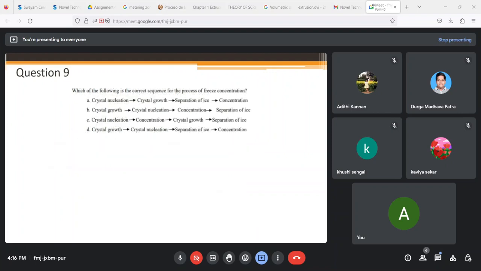Which of the following is the correct sequence for the process of freeze concentration? So you have four different steps here. There is crystal nucleation, there is crystal growth, there is separation of ice, and then there is concentration. These are the four major steps involved in freeze concentration. So as I explained in the previous slide, can you figure out which one is the correct flow chart for the process of freeze concentration?